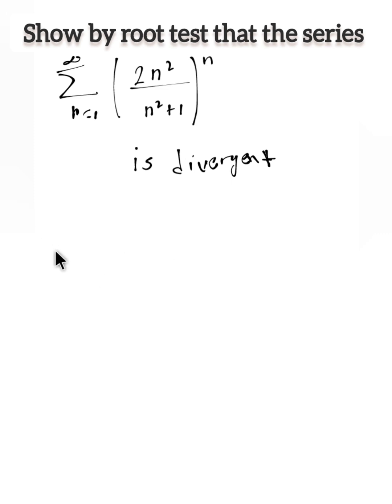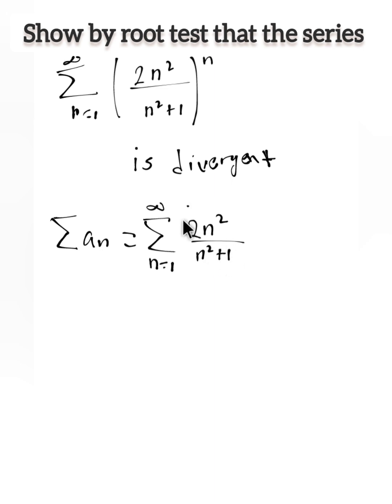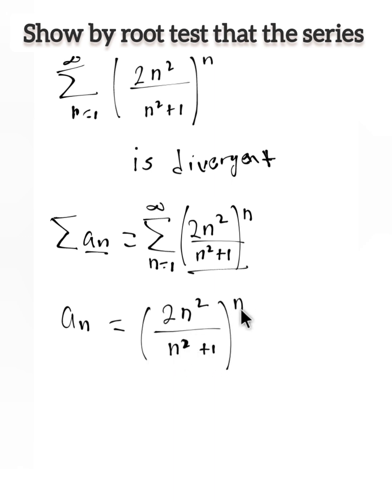So the first step, recall that in the root test we make use of the series, the sum of this sequence, and the sum of this sequence is equal to the summation from n equals 1 to infinity of (2n squared over n squared plus 1) raised to power n. And this implies that an is equal to this expression here. An is equal to (2n squared all over n squared plus 1) all raised to power n.